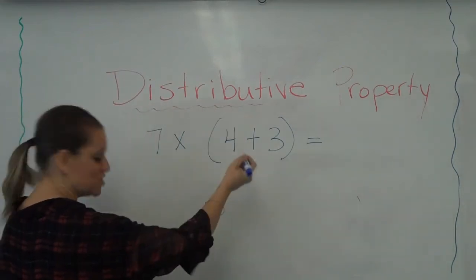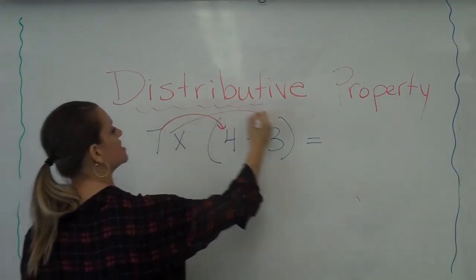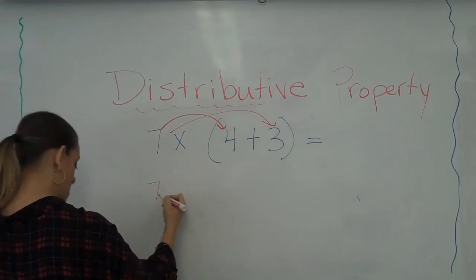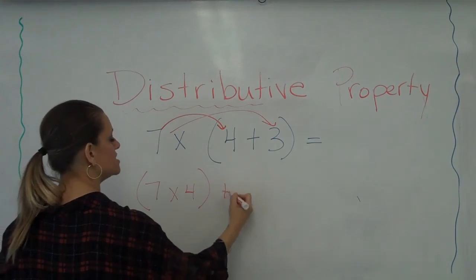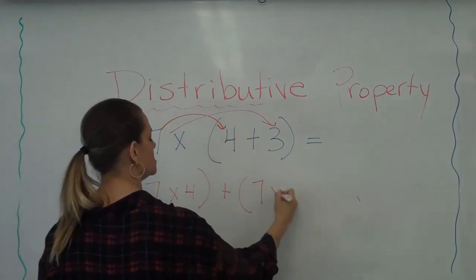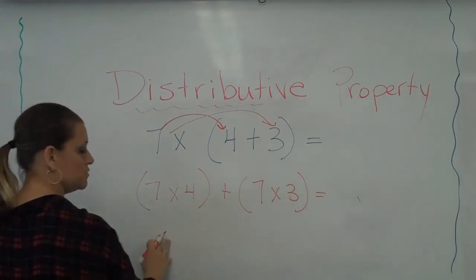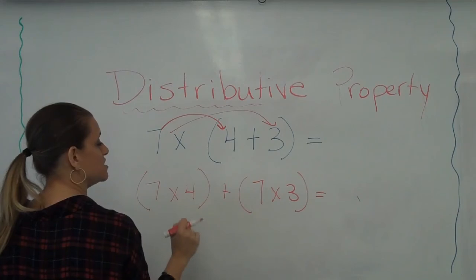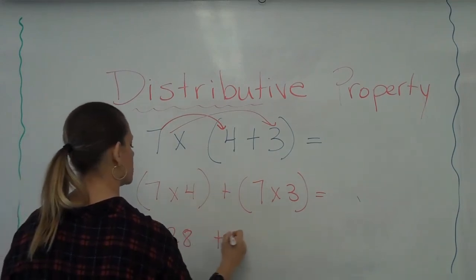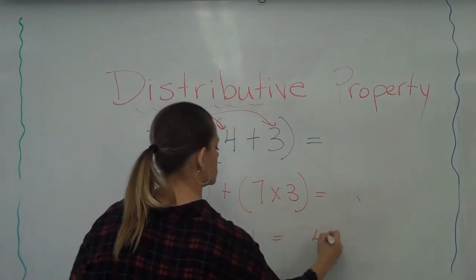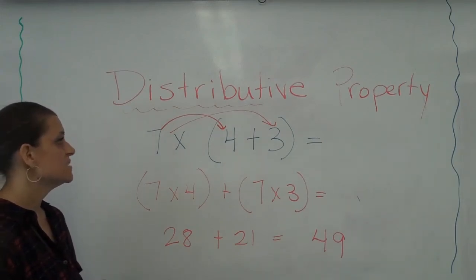Okay, so we're going to distribute our 7 in. Let me use a different color. 7's going to go into here, and 7's going to go into here. I'm pulling them out. 7 times 4 plus 7 times 3. 7 times 4, you know that. 7 times 3, I'm sure you know that. And that gives us an answer of 49. Not so hard.